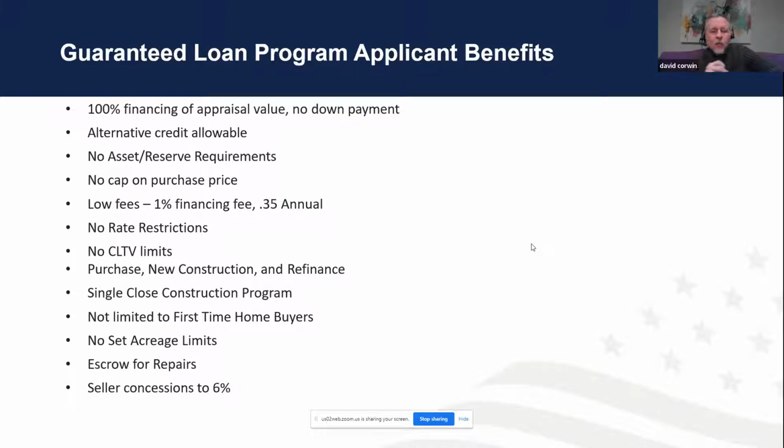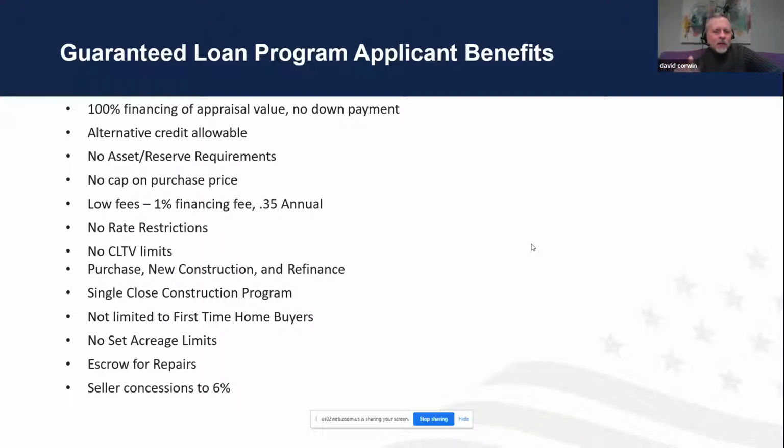Low fees: a 1% upfront financing fee, and that can be rolled into the loan. So really, it's 101% financing of the appraised value, because the borrower can roll in that 1%. And then it's a 0.35% annual fee, one of the lowest, I think it might be the lowest, as far as annual fees for 100% financing. There's no rate restrictions. That's all up to market forces.